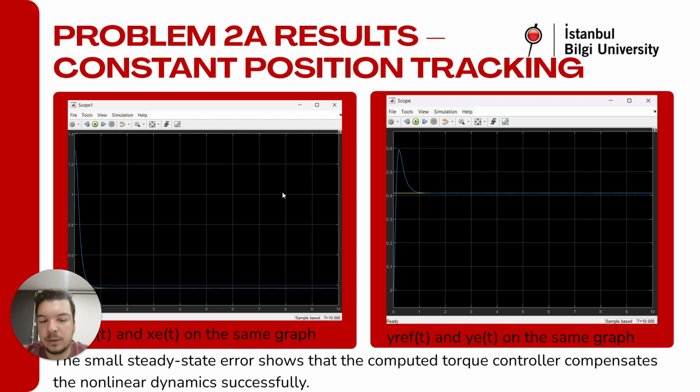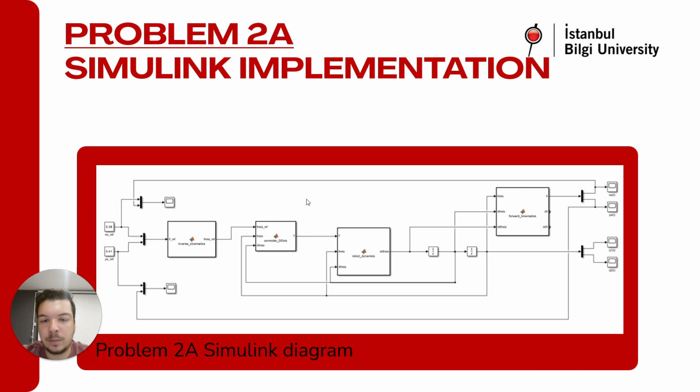These are tracking results. The blue line is the robot and the yellow line is the target. As you can see, the robot reached the target very smoothly in just 1 second. And this slide simply shows our Simulink block diagram for the constant position tracking. You can see the constants.